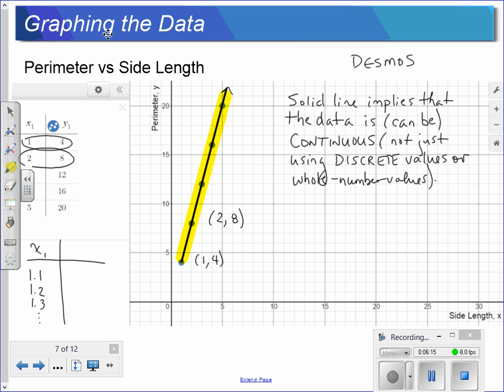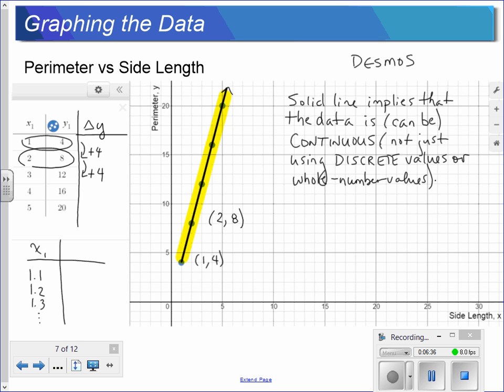In terms of your values, you had found the differences. From here to here, we're adding 4. This you had already done. There are several things we can call it. Symbolically, we can refer to that as delta y. The symbol delta means difference, to subtract, or a change. What's the change in the y values? Well, they're going up by 4.